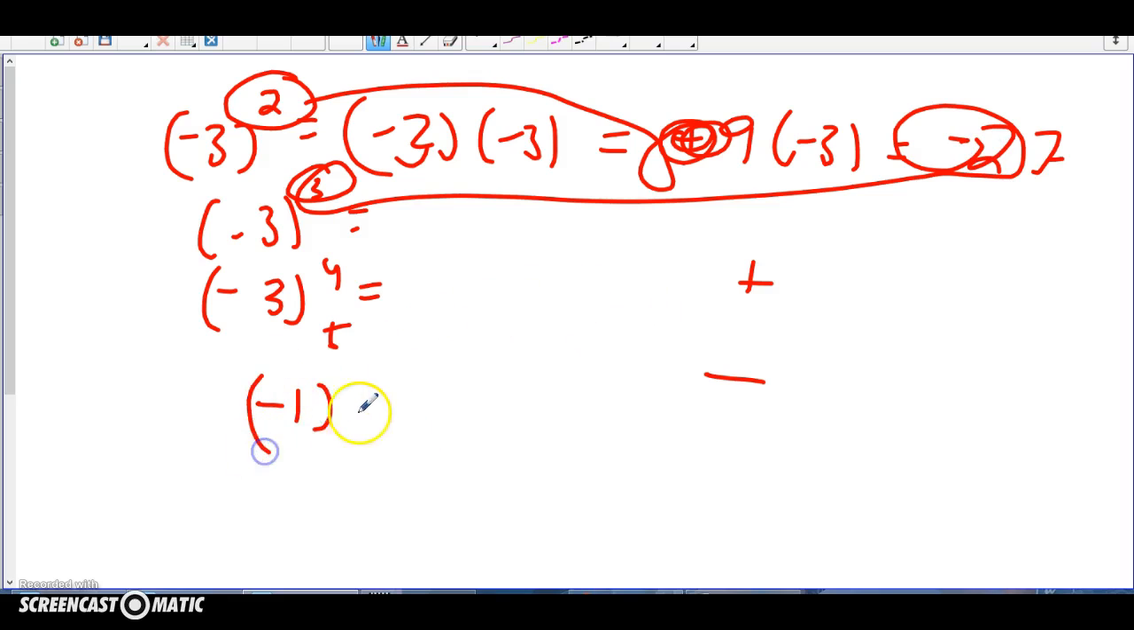And the easiest way to look at that is negative 1. Negative 1 squared is negative 1 times negative 1, which is 1. Okay, positive. Cubed, give me another negative, right? Negative 1 times negative 1 times negative 1, negative. Power 4, positive. Power 5, and it goes back and forth, back and forth.